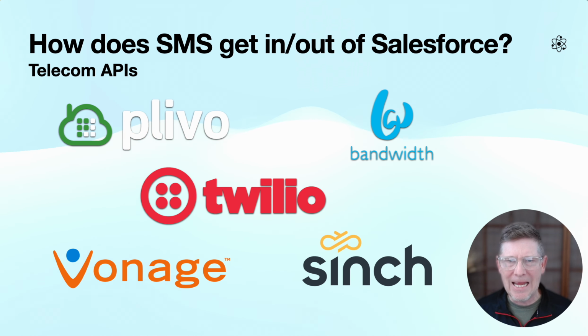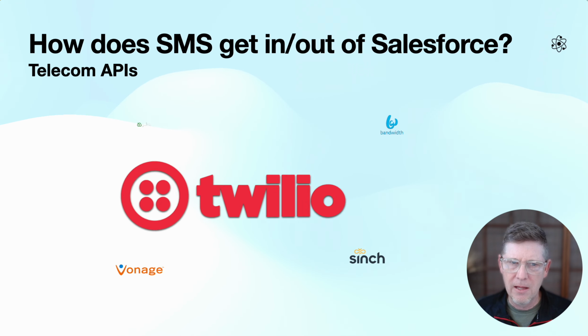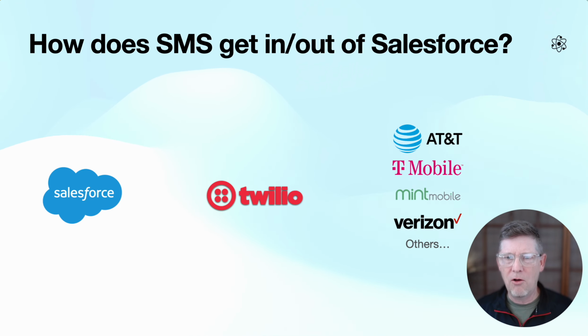Now, how does SMS get in and out of Salesforce? It uses an API over the telecom system. So this allows us basically from Salesforce to make a web call out, an HTTP call out, to one of these API providers who then bridge the gap and send that message out to the telecom, all of the carriers. In my case, for Proton Text, I use Twilio, as do many of my competitors. They're kind of the 800-pound gorilla in this space.